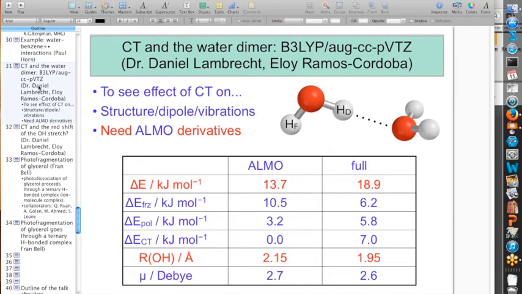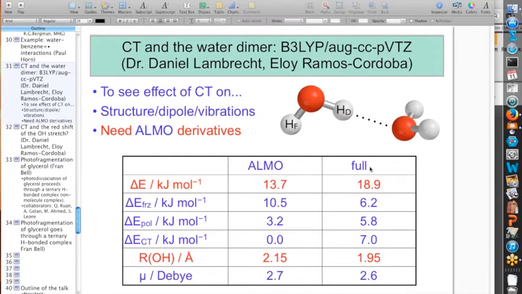Well, some people don't like energy decomposition analysis because they say it doesn't connect to observables, but this isn't really true. You can actually always connect energy decomposition analysis, if it's done variationally, to experimental observables. So I just want to show you this. This is work done by Daniel Lambrecht and Eloy Ramos Cordova. Daniel was a postdoc in my group and is now a faculty member at Pitt. And we were looking at the effect of charge transfer on structure, dipole moment and vibrations of the water dimer.